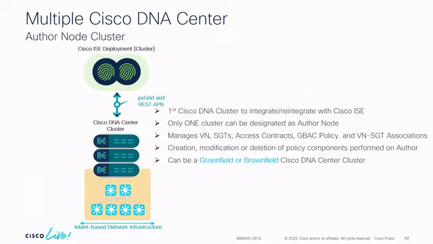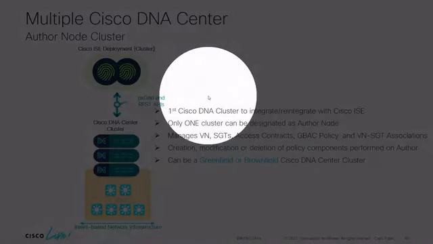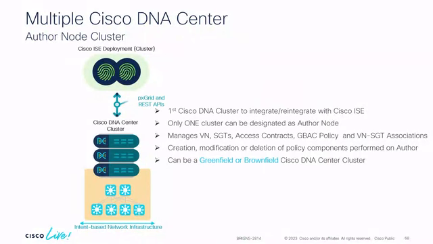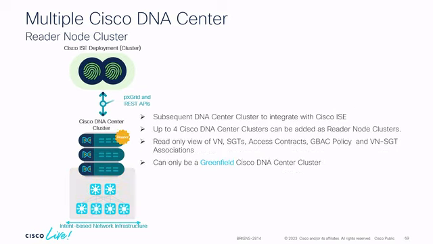So this is the slide which talks about what we mean by an author node. That's the first node which integrates. It can be a brownfield or a greenfield, doesn't matter. It can have user-defined VNs, we don't care. But the reader nodes can't have any user-defined VNs. It has to be a greenfield cluster.